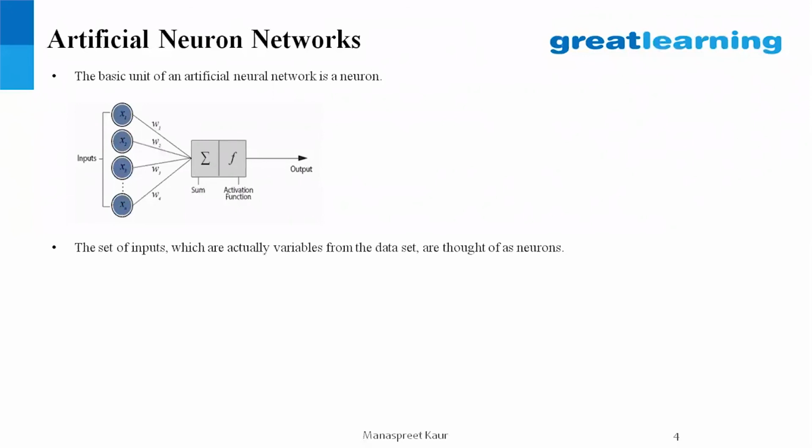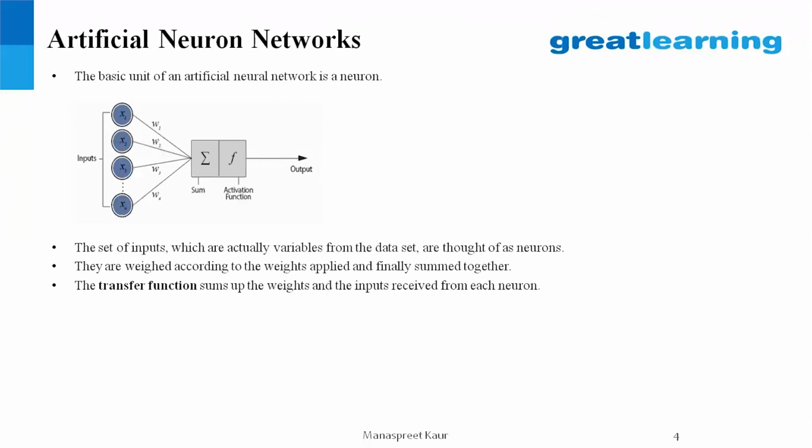The set of inputs, which are nothing but the variables from the data set, are thought of as neurons. This is how we correlate an artificial neural network with a biological neural network. Then they are weighed according to the weights that are applied. Finally, we do a sum product of the input variables with the weights. Sum product means x1 into w1 plus x2 into w2 plus x3 into w3 and so on. The function that you see here, the summation or sigma function, can also be called a transfer function. This actually performs the sum product.